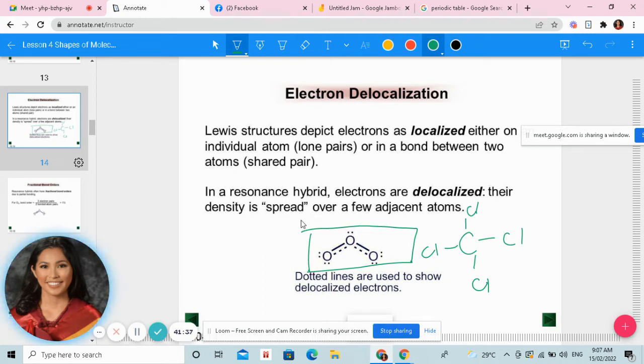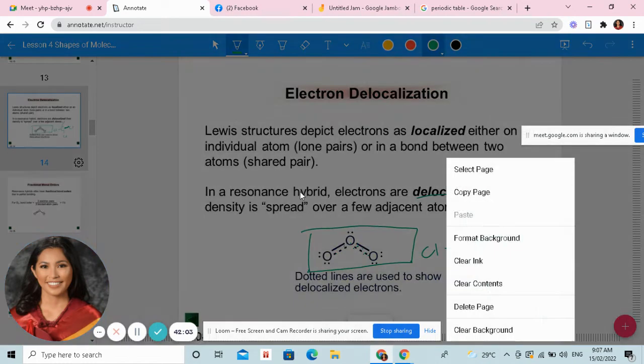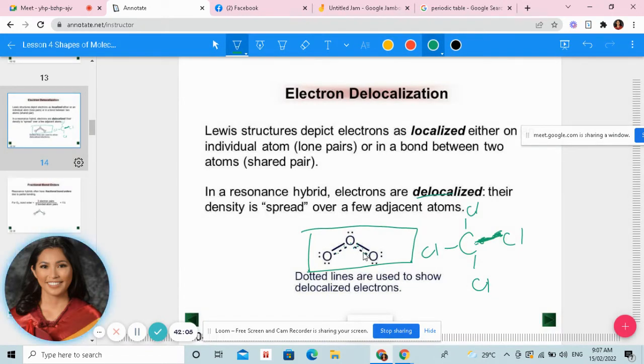Okay. If we have CCl4, as you can see the bond there is a real depiction and it is localized, meaning the electrons are in this position, at this bond only. But if we have the broken dots, it means that it is delocalized, its density is spread.